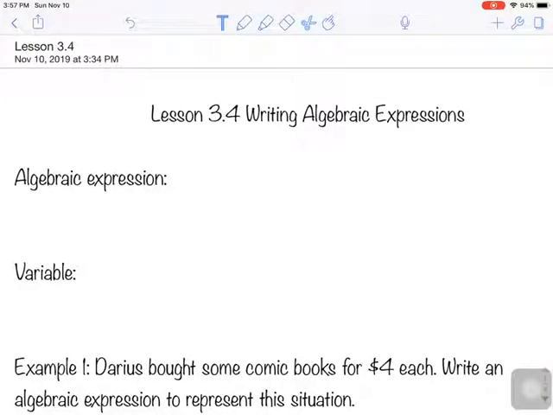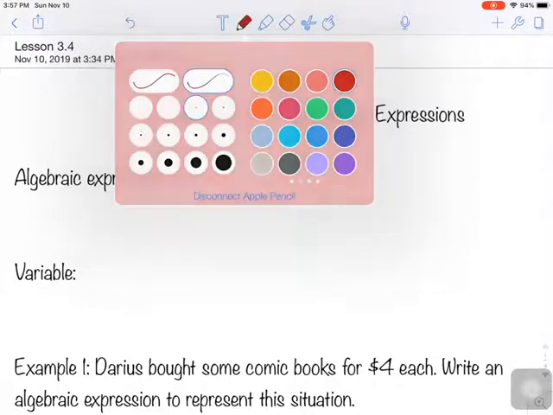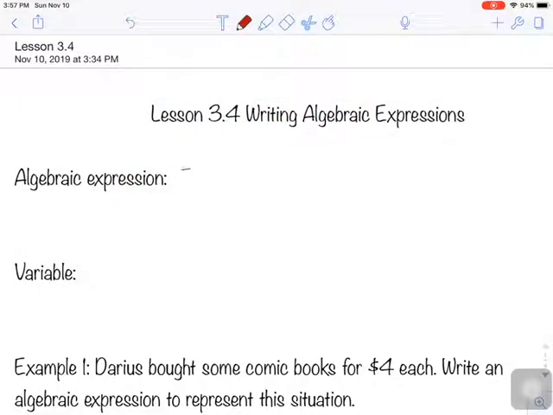Okay guys, so today we're going to be talking through lesson 3.4, which is all about writing algebraic expressions. So the first thing that we're going to talk about is what exactly is an algebraic expression. So an algebraic expression is just an expression, a mathematical expression that includes at least one variable.